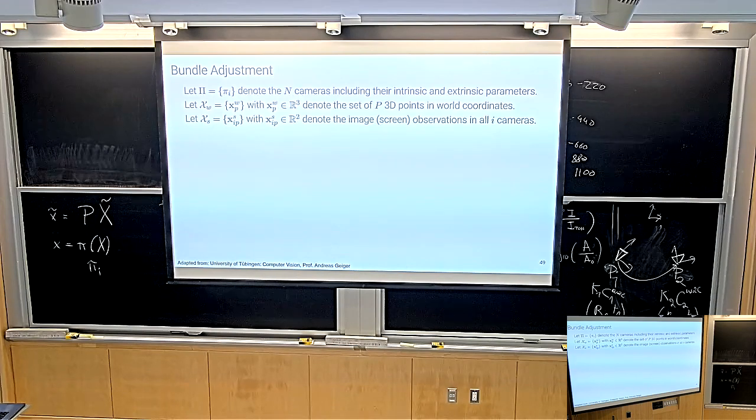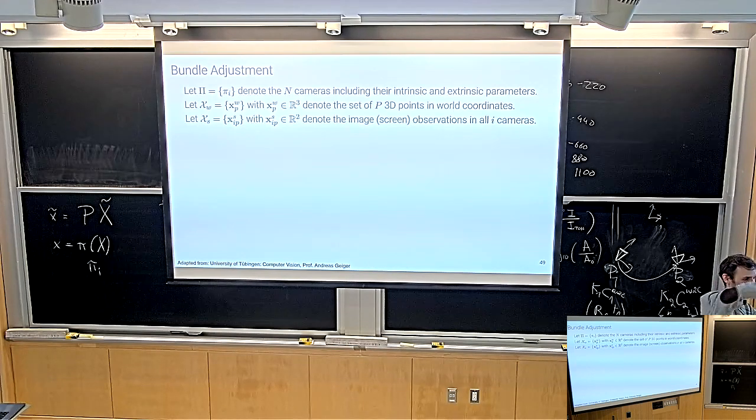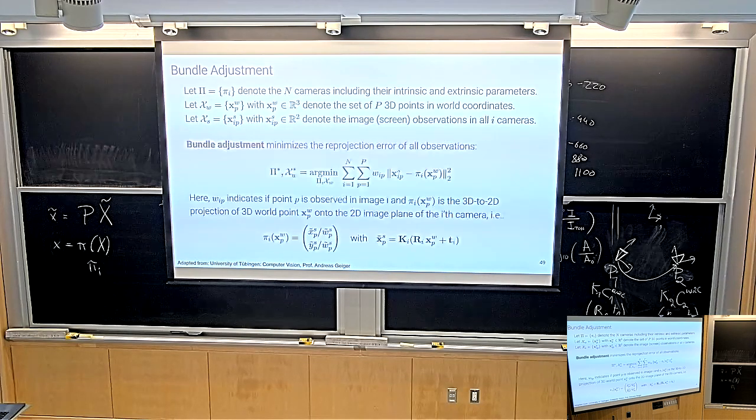We have an index p and an index i. i is the camera index and p is the index of a correspondence. So you have one correspondence in all the camera frames, and you have another correspondence in all the camera frames. Does that make sense? Yeah, good. Okay, some nods.